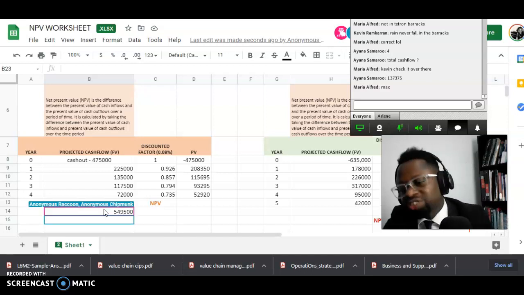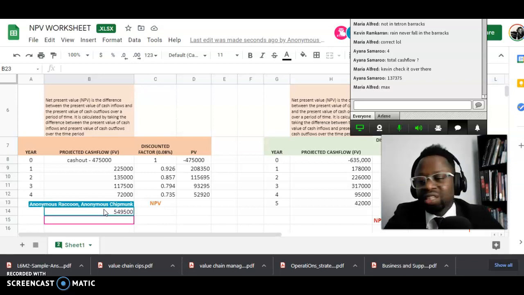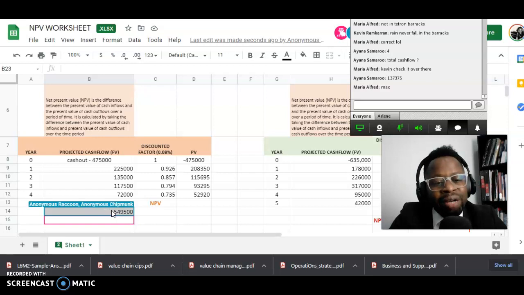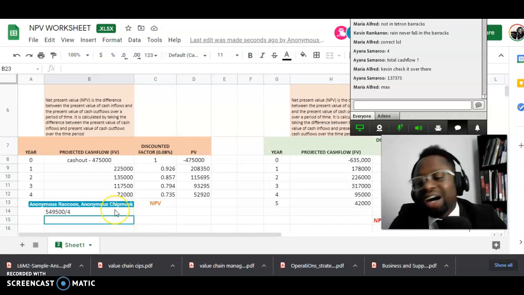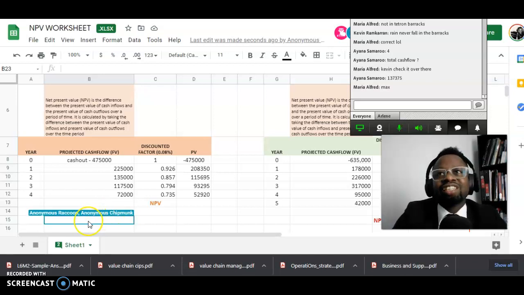That should give you, thank you very much, my dear. Whoever that is, Raccoon and Chipmunk. Those are the anonymous names I'm seeing.